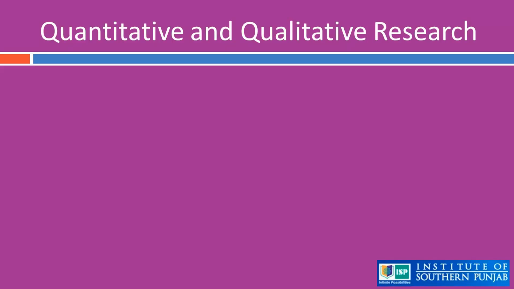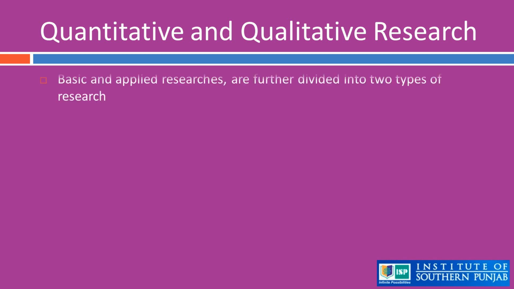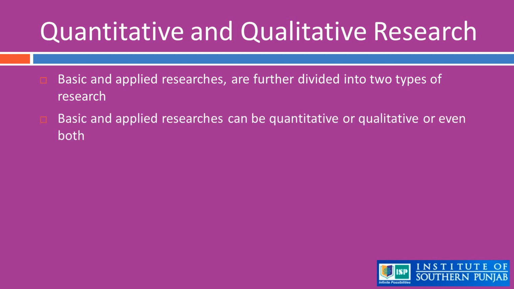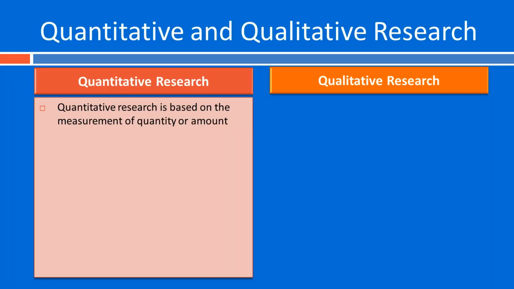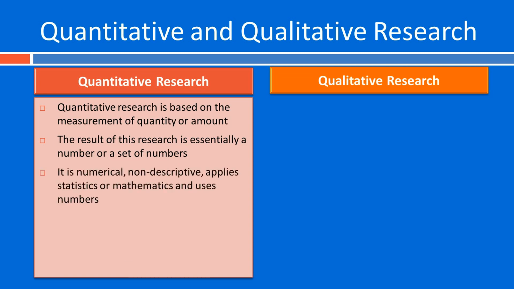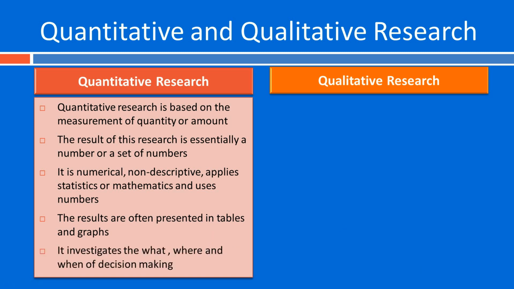Now we see what are quantitative and qualitative research. Basic and applied researches are further divided into two types of research. Basic and applied researches can be quantitative or qualitative or even both. Quantitative research is based on the measurement of quantity or amount. The result of this research is essentially a number or a set of numbers. It is numerical, non-descriptive, applies statistics or mathematics, and uses numbers. In quantitative research, the results are often presented in tables and graphs. It investigates the what, where, and when of decision making.